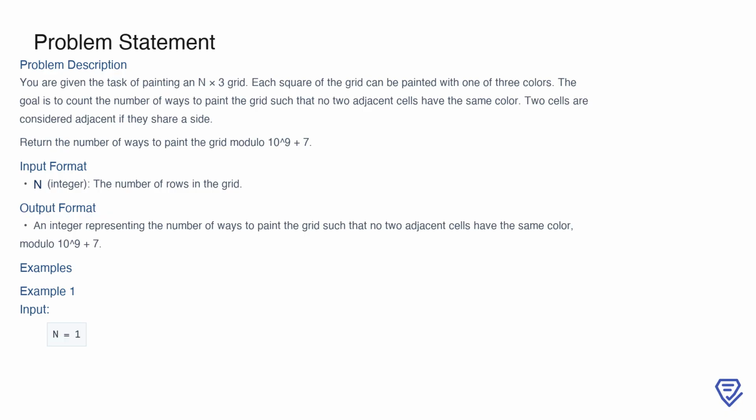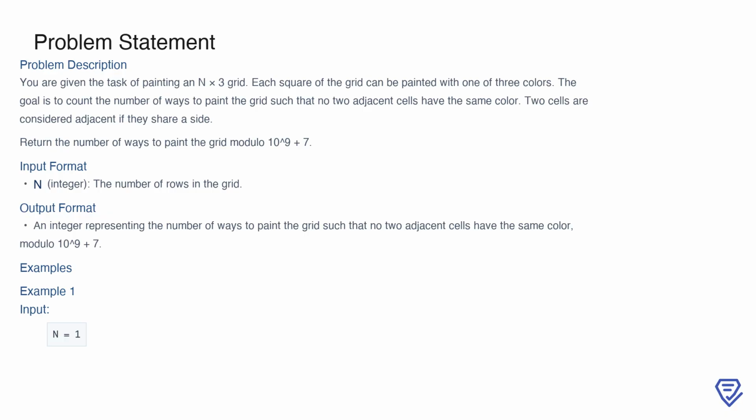Let's dive in. The problem involves an n times 3 grid, where n is the number of rows, and each cell in the grid must be painted using one of three colors: red, green, or blue. The key restriction is that no two adjacent cells can have the same color. Adjacency applies both horizontally within the same row and vertically between rows. Your task is to determine the total number of valid ways to paint this grid while respecting these adjacency rules.